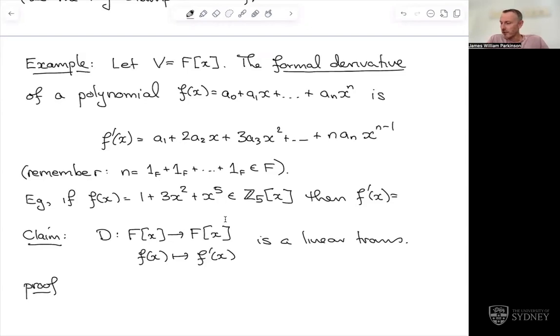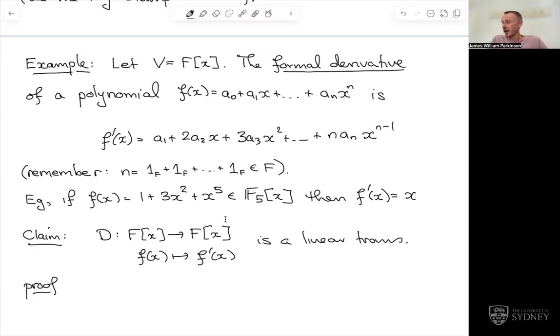So for example, if f of x was 1 plus 3x squared plus x to the 5, in Z5 of x, and I think I'm going to try to use the F notation here instead of Z, but it's the same as Z5, but I think I'll use F more. Then the derivative is, well, I just get 6, which is 1 though, so 6x. And then now this 5 comes down to get 5x to the power of 4, but 5 is 0 in Z5, so that's all I get. It's just that. Okay, so that's the formal derivative.